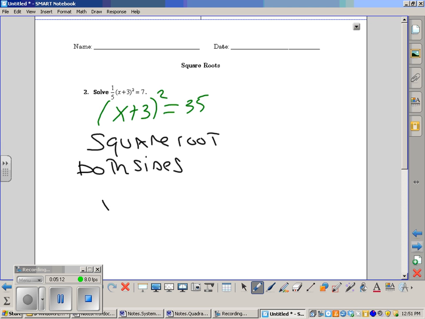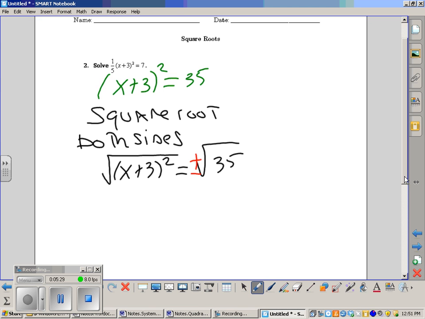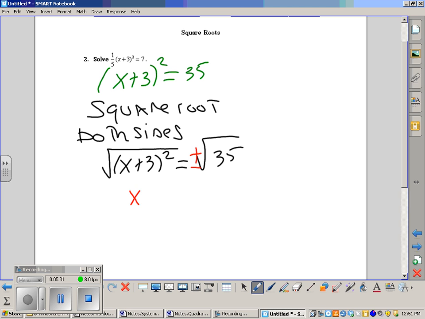Okay? So now you notice I didn't put in the plus or minus. Since I'm introducing the plus or minus, I'm going to put it in a different color. You need to remember the plus or minus. So this is going to simplify.